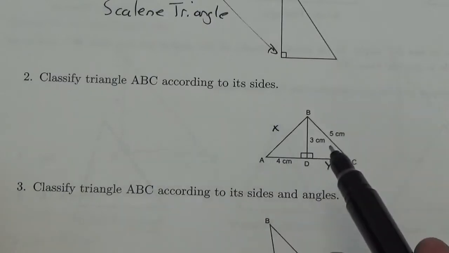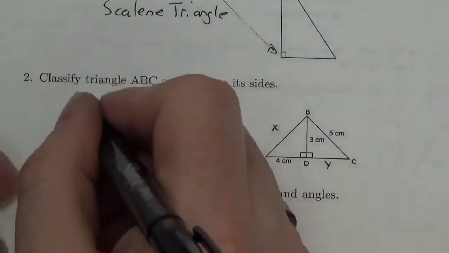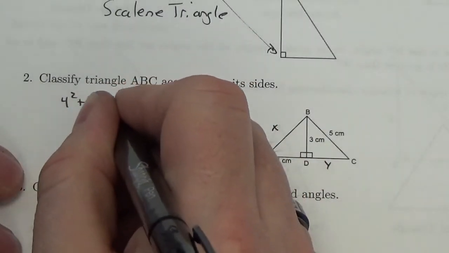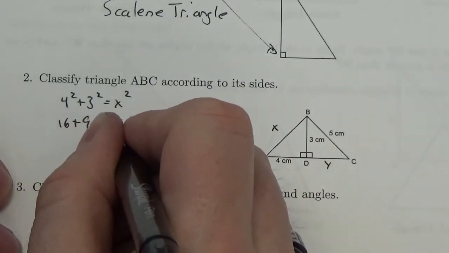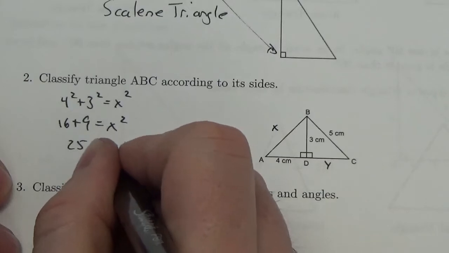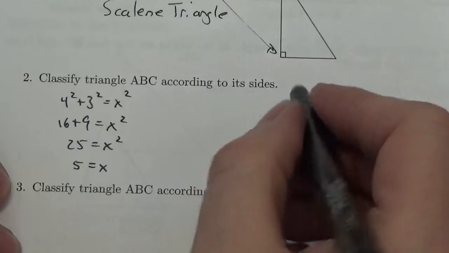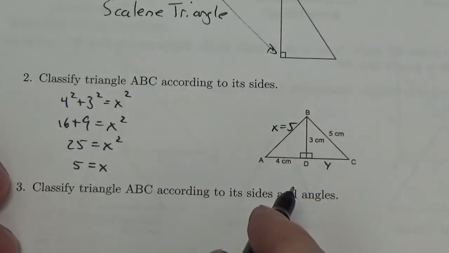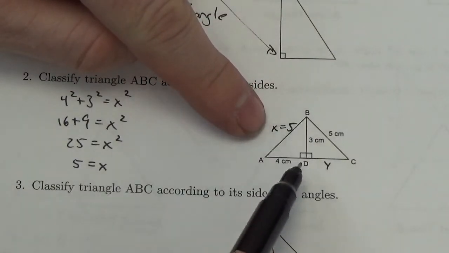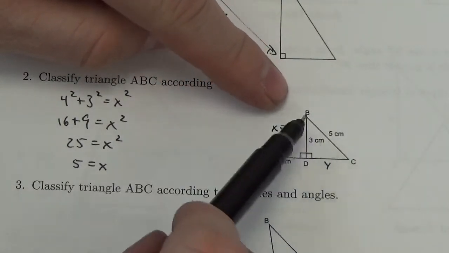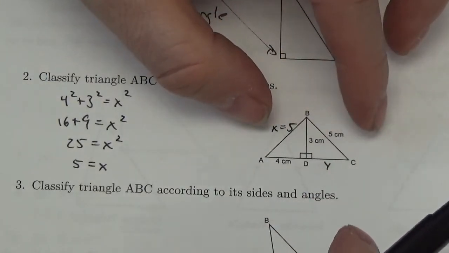So let's do x first. Because this is a right angle triangle, I can use the Pythagorean Theorem. So I know that 4 squared plus 3 squared is going to equal x squared. That will be 16 plus 9 is equal to x squared, so 25 is equal to x squared. And then when I take the square root of both sides, I'll get that x is equal to 5. Well, now wait a second, that's kind of interesting, because look at this. This is 5, with 3 and 4 here, but this side is also 5. So this could be an isosceles triangle.